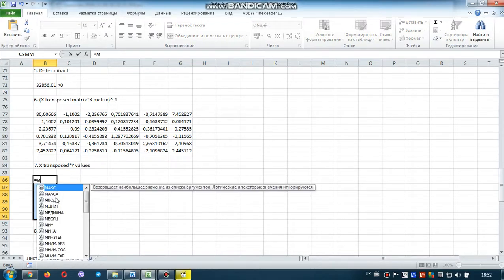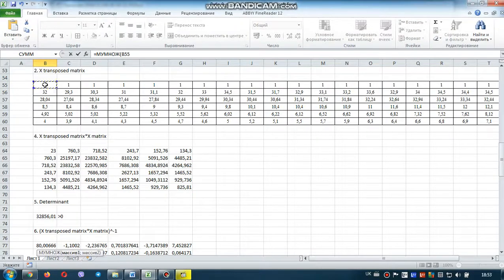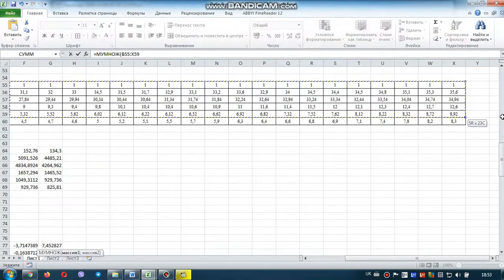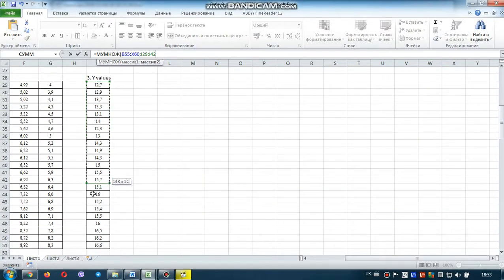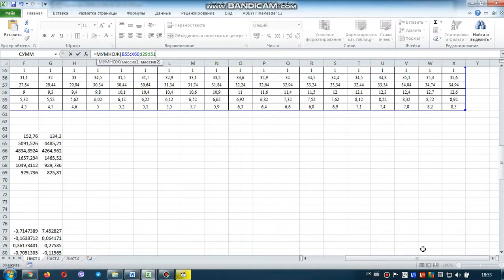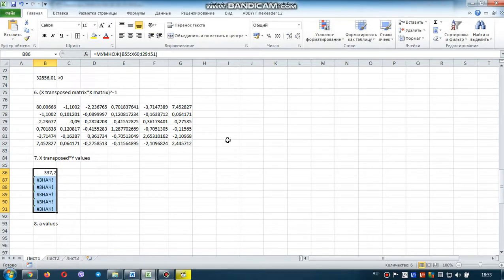Умножь. Select X transposed matrix, semicolon, select our Y matrix, then press F2 and simultaneously Ctrl Shift Enter. Okay, we have some mistake. Let's try one more time.